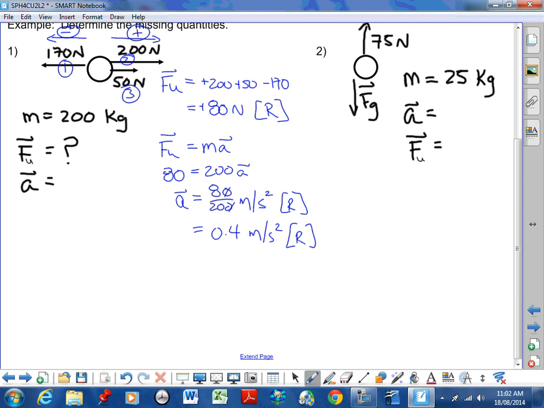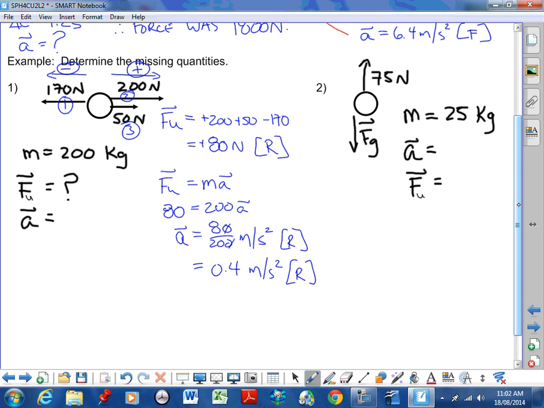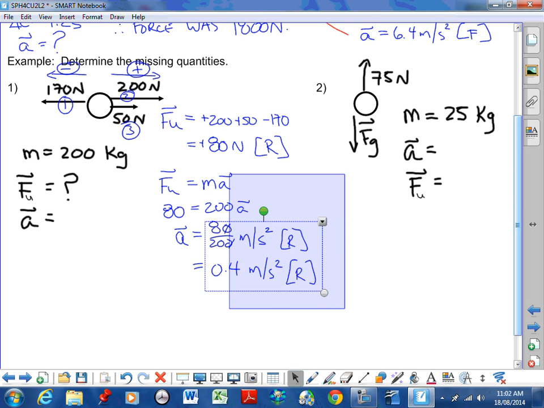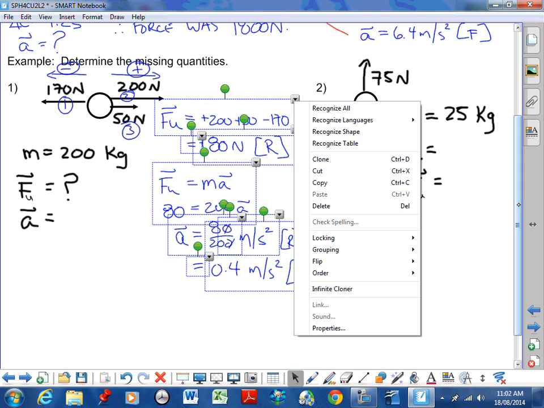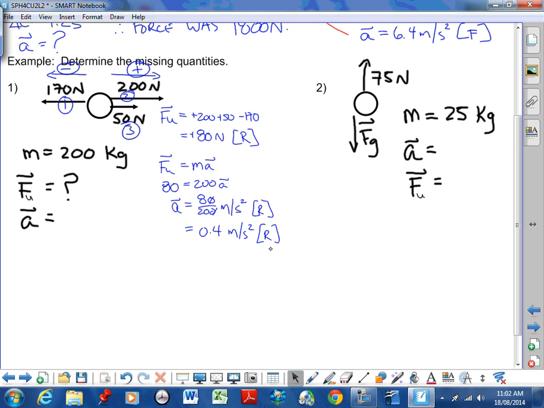Okay. Second example, 75 newtons up, force due to gravity. We want to find the unbalanced force. In order to find the unbalanced force, I need to find the force due to gravity. So force due to gravity is going to be mg.